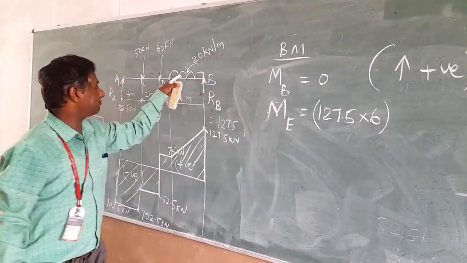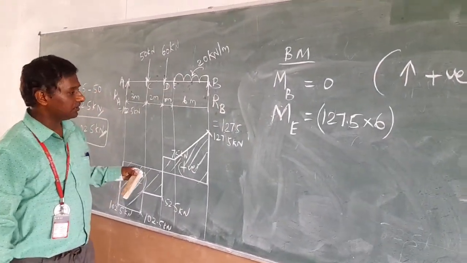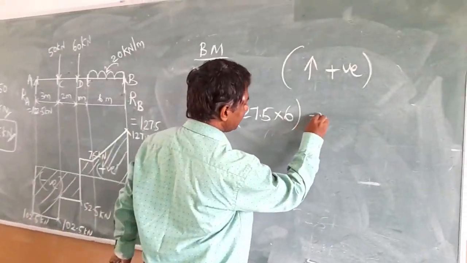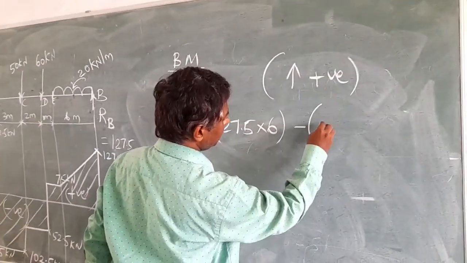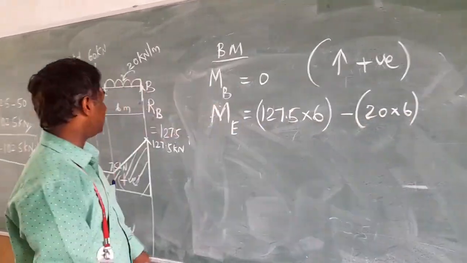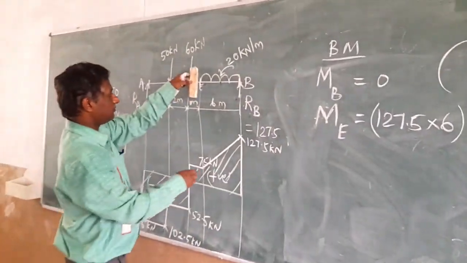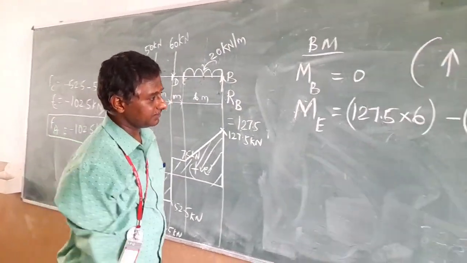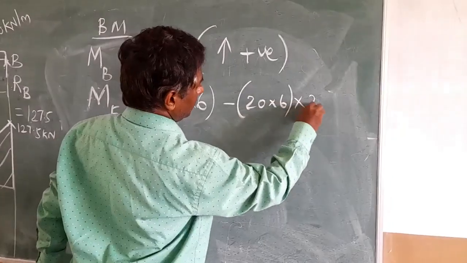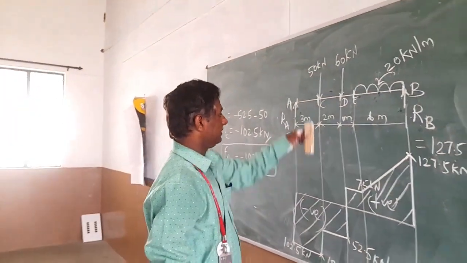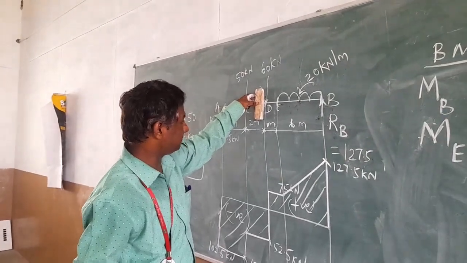And you have another load as UDL. It is a downward force, so it is taken as negative bending moment. So it is 20 into 6, 120. Then what is the distance from that point to E? Half of the distance, it is 3 meter. Next, consider the point D.